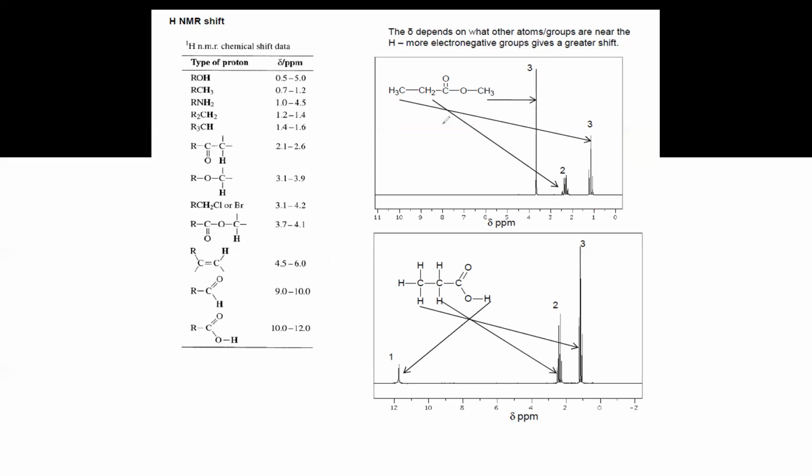The values on the x-axis are the chemical shift. You have to use a data booklet to work it out. CH3 is from 0.7 to 1.2. Then this CH2, with the C double bonded to O, is from 2.1 to 2.6. And this CH3 is from 3.7 to 4.1. According to the data booklet, you have to use this chemical shift.